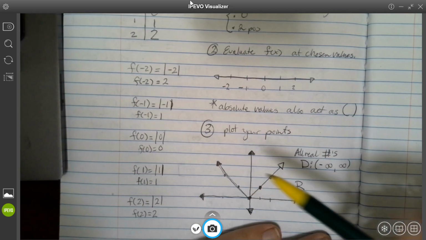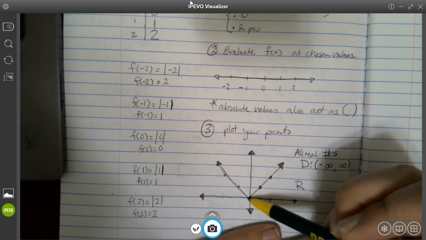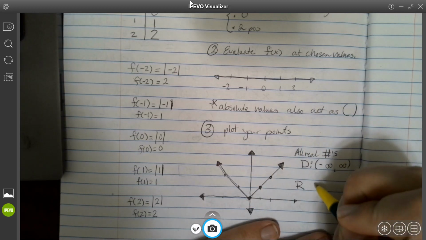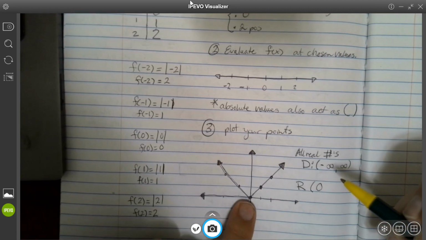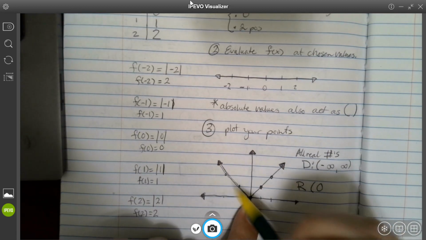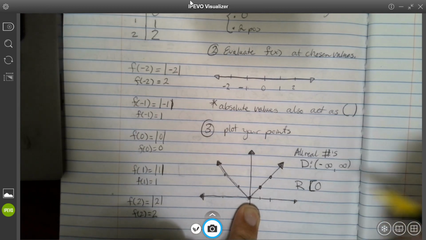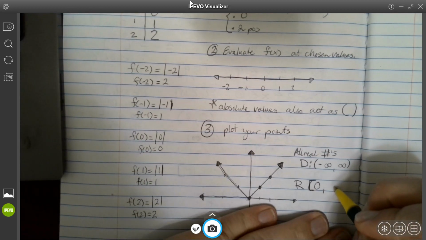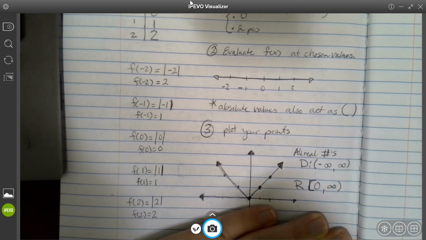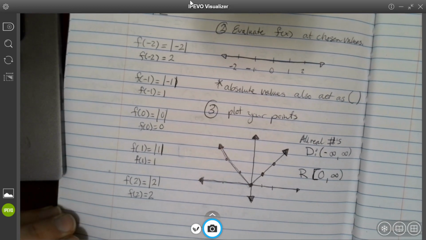Now the range is different. The range, it doesn't go lower than this little vertex. The peak of the V can't go lower than that. So the lowest it is 0. Oh, I made a mistake. See how that's closed? It's closed because that point exists. So we're gonna close our parentheses, and then it goes up for infinity. And that's it. Then let me show you how you're gonna do it in your assignment.